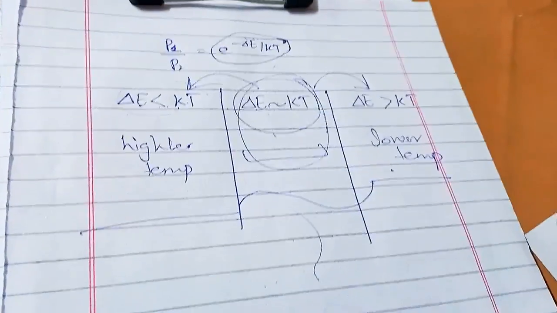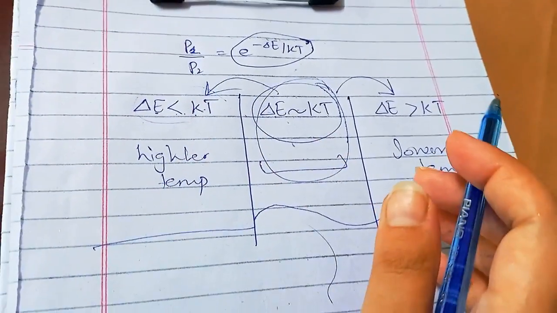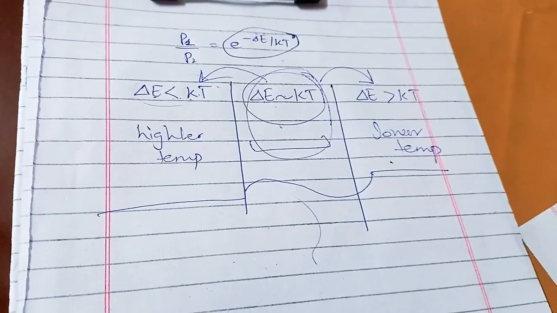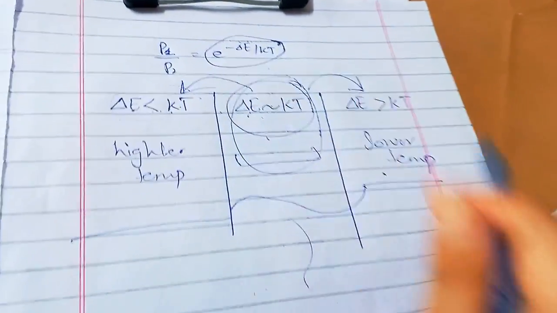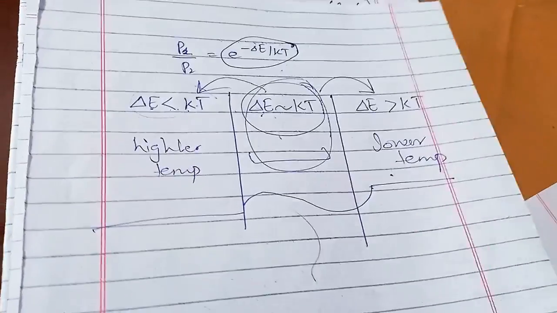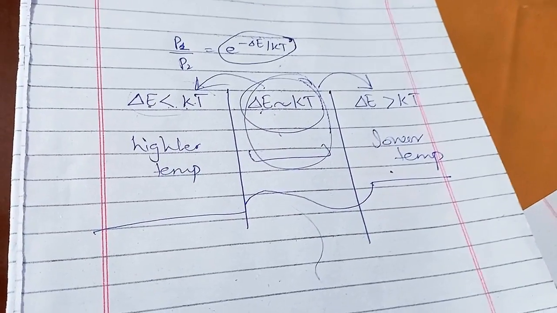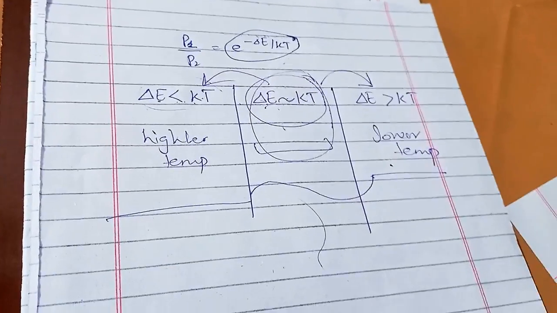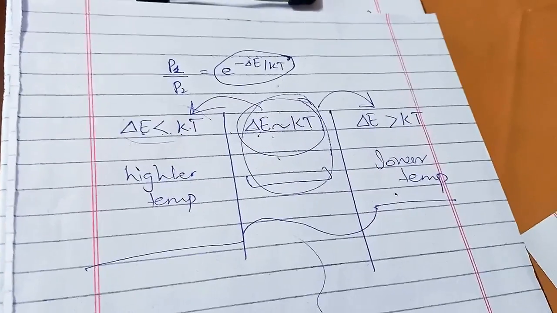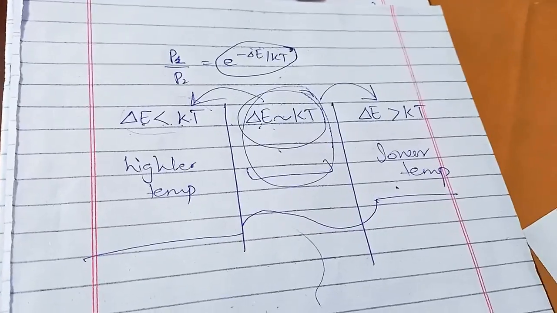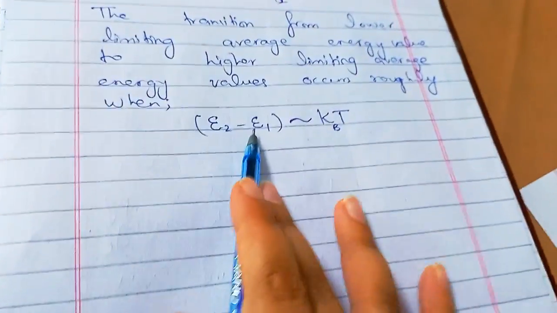That is how we can say it by the comparison of the two probabilities, and the Boltzmann factor helps us to determine the transitioning section. So delta E is comparable to kT. At that temperature the transition will occur, and the populations will begin to shift considerably.